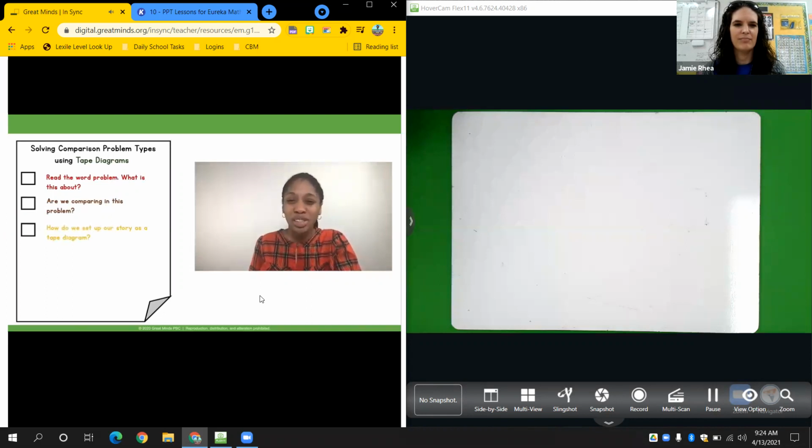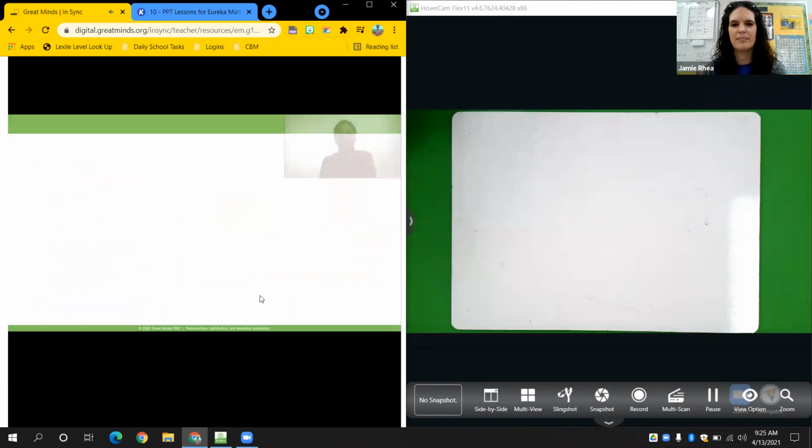Next, we'll ask ourselves, how do we set up our story as a tape diagram? After that, we'll want to read again carefully to see who or what has less or more. Then we'll add information to our tape diagram line by line. And lastly, we'll ask ourselves, is every part of the story represented in our tape diagram?